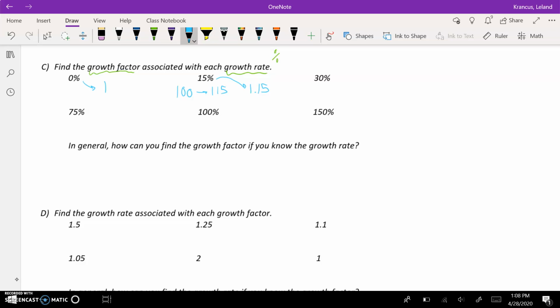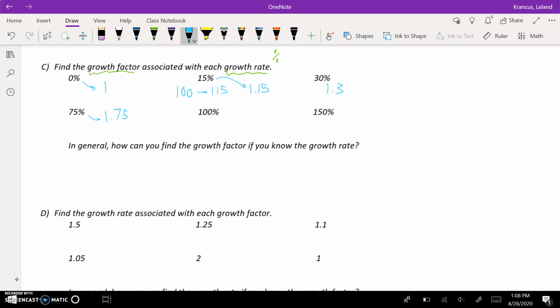So if something changes by 30%, so it increases by 30%, that would be your $100 going from 100 to 130. You would multiply that by 1.3. For 75%, you would multiply by 1.75.